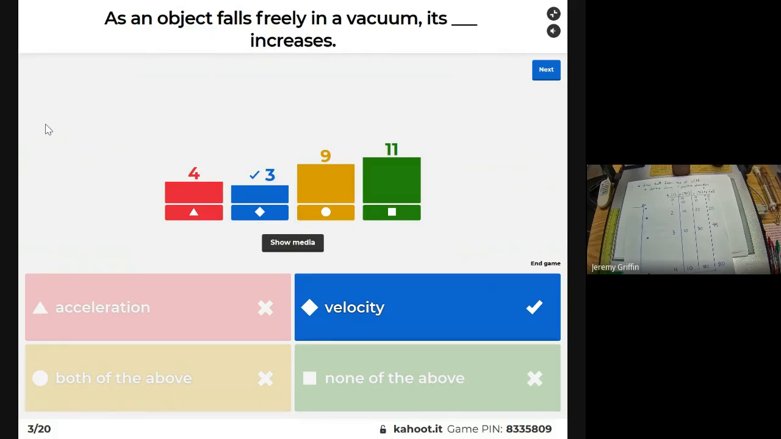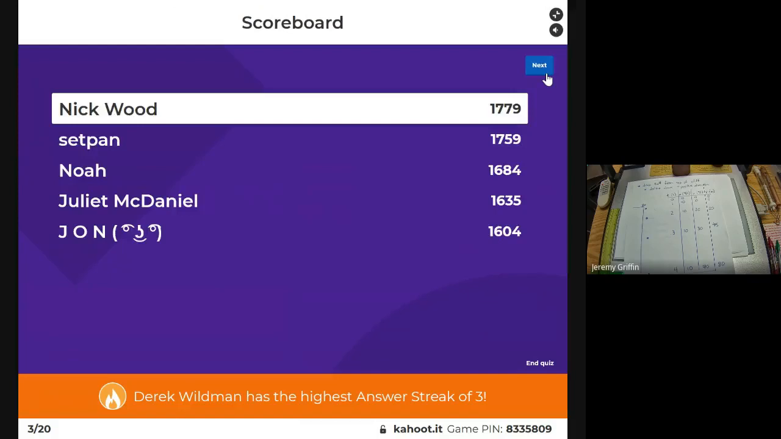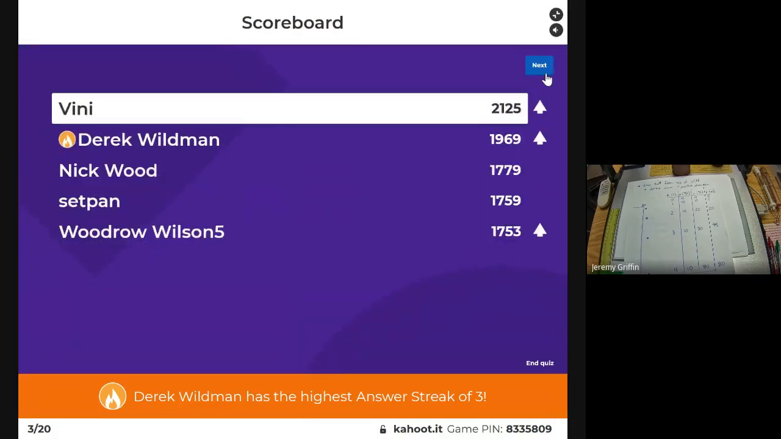Is it different with different object shapes? Guys, would it be different for different object shapes? Let me rephrase that. If you jump out of a plane, does it make a difference if you have a parachute? Yes, right? Okay. We're not quite there yet, but that's a future topic. So, good thinking ahead.